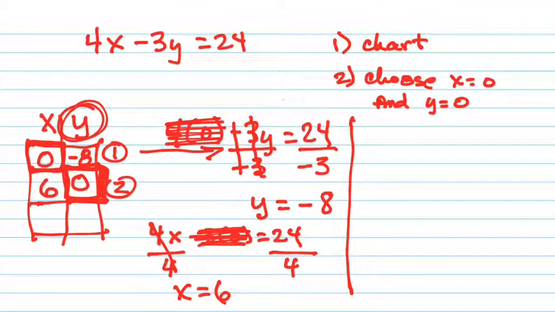Now do I have two ordered pairs? What are they? 0, negative 8. And what's the other one? 6, 0.